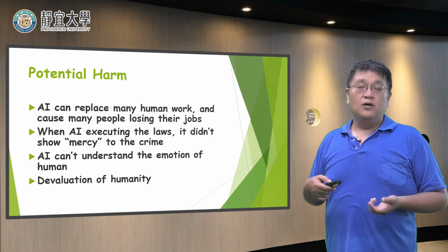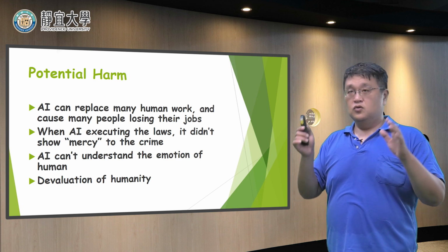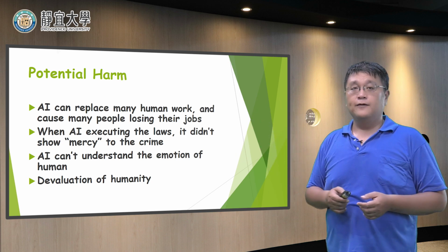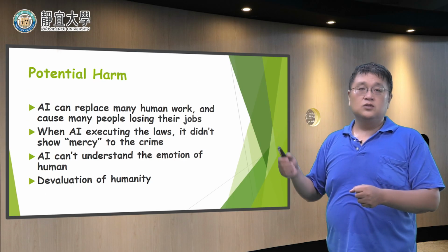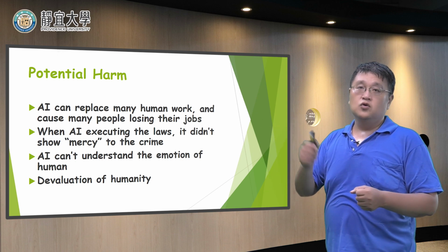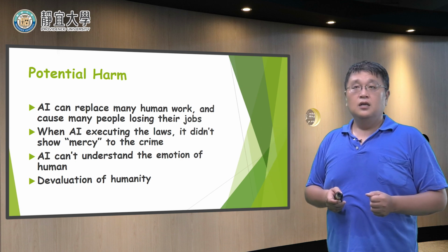Also, we talk about the good, and we'll also talk about the bad: the potential harm. AI can replace many things we already do. Something like redundant, repeated work. We can use the computer, we can use the robot to replace us.